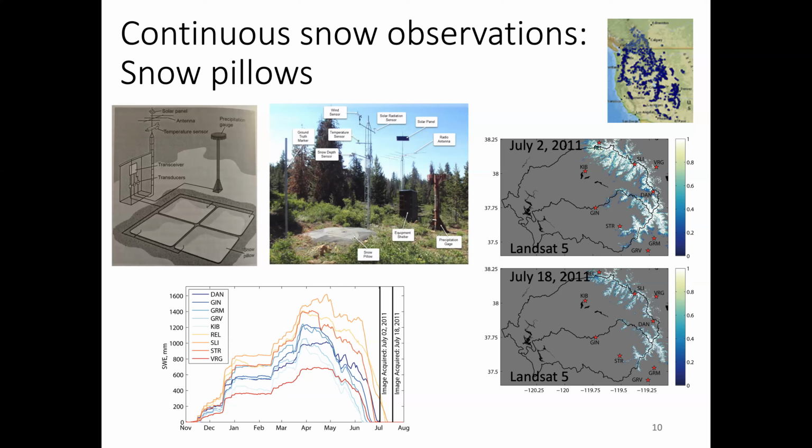On the right side, I showed two images of snow cover on July 2nd and July 18th from remote sensing. The satellite observations show a significant amount of snow persisting even on July 18th when all of the snow pillows are melted out. This example is for the highest elevation, but in general, most of the snow pillows are at moderate elevations. This means that large storms with low elevation snow are also not captured by these measurements, hence the need for remote sensing of snow.